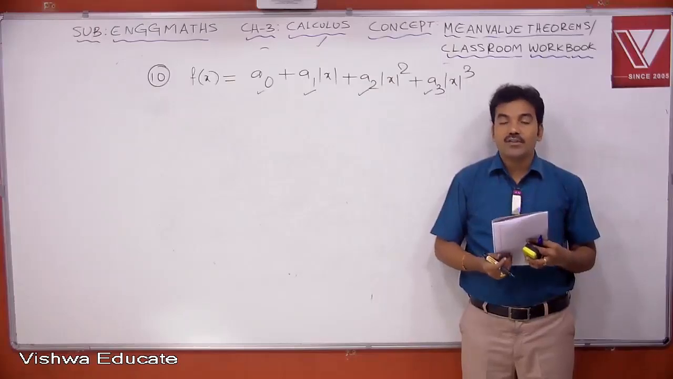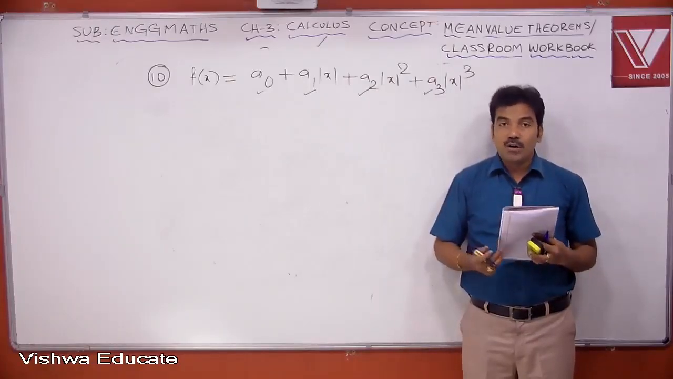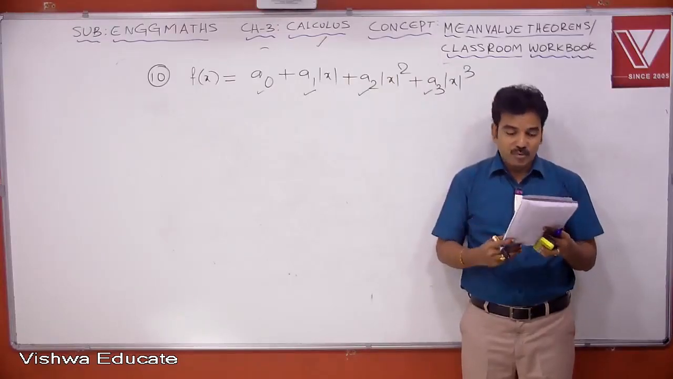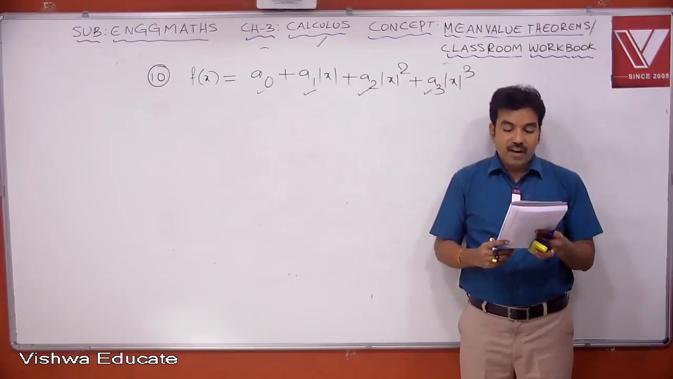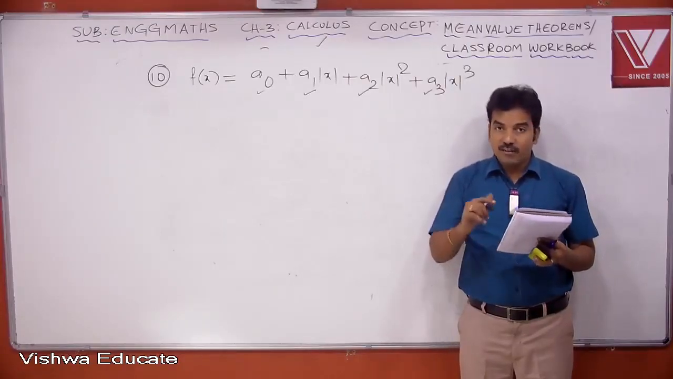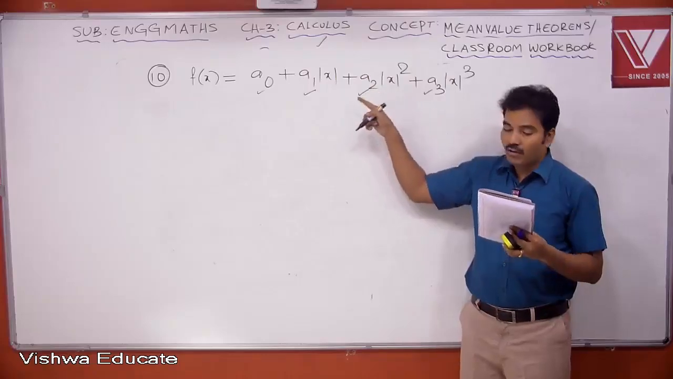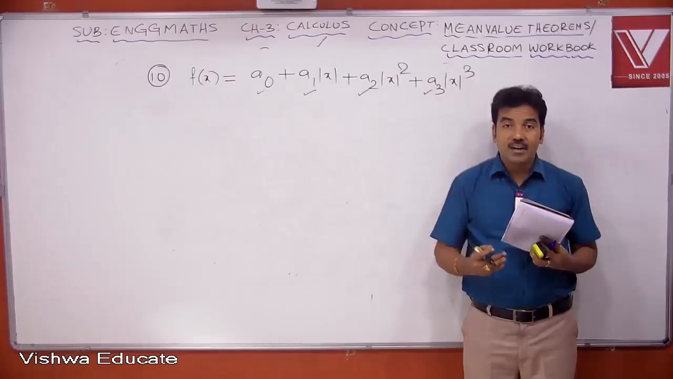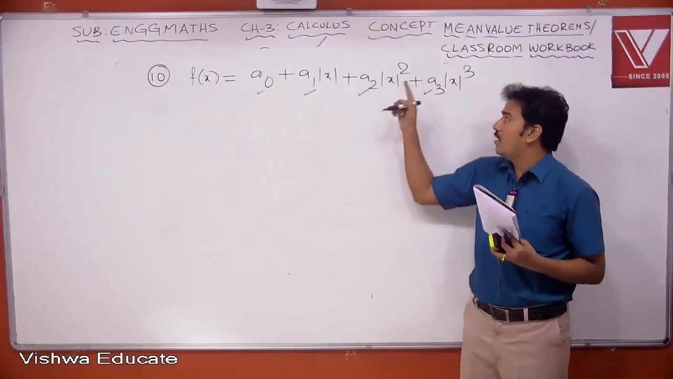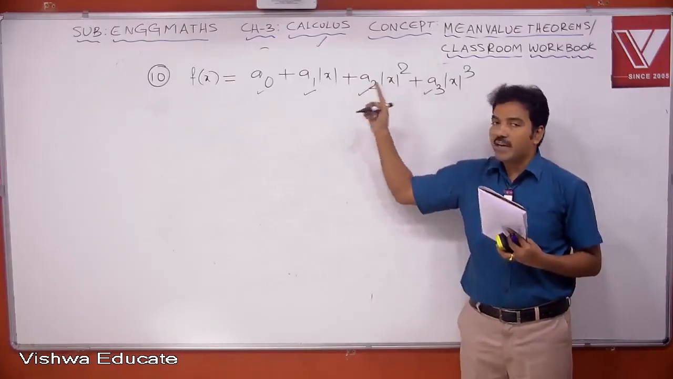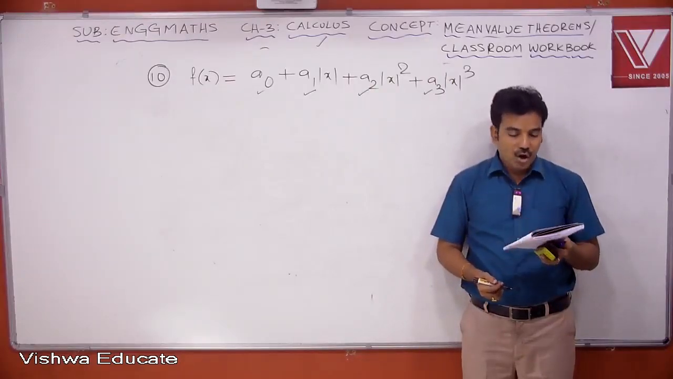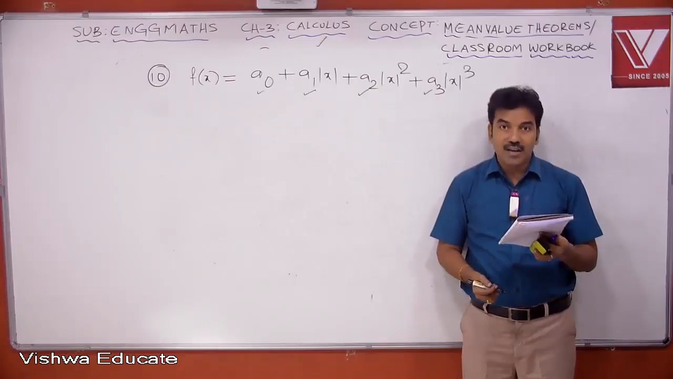Option A, for no values of a0, a1, a2, a3. What does it mean? It is not differentiable at x equal to 0 for any values. That means it is not differentiable. Option B, for any values of a0, a1, a2, a3. In the first option, even if you give any values it is not differentiable. In option B, it is exactly opposite. For all values of a0, a1, a2, a3, it is differentiable at x equal to 0. Option C, only if a1 is 0. Option D, only if a1 is 0 and a3 is 0.